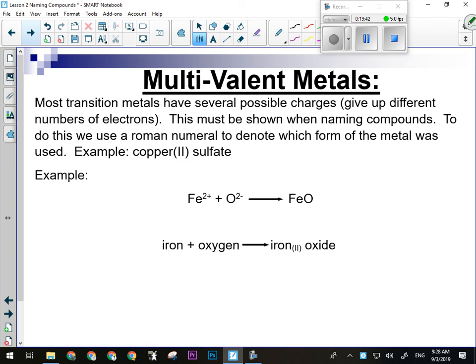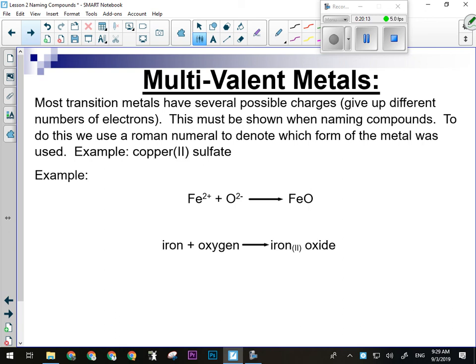Their formulas are different, right? But the name would be identical. So an example could be iron, which is a transition metal or a multivalent metal that can lose 2 or 3 electrons. Now, how do I know that? If I look at my periodic table, the charges are always listed in the top right-hand corner. So if you're looking at beryllium, for example, it is a charge of 2+. Sodium has a charge of 1+.